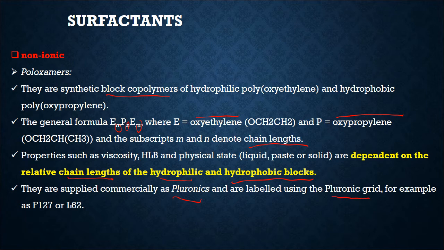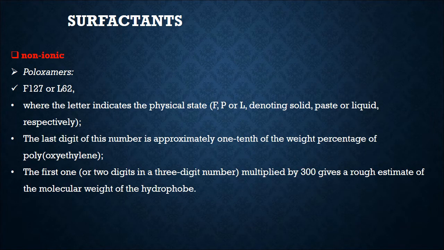For example, F127 or L62. You don't need to remember the commercial name, but please do remember the chemical name. So poloxamer, where the letter here indicates the physical state, which denotes solid, paste, or liquid. So this is solid, this is paste, and this is liquid.